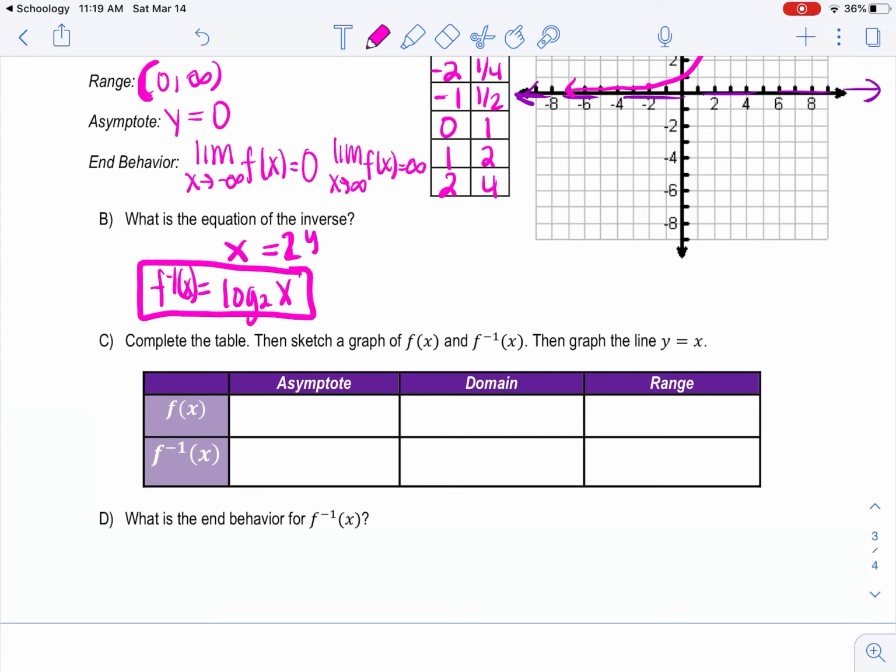So filling this in really quickly, what we have to realize: if you look at f of x, the asymptote is y equals 0. The domain, all real numbers. The range, 0 but not including 0 to infinity.